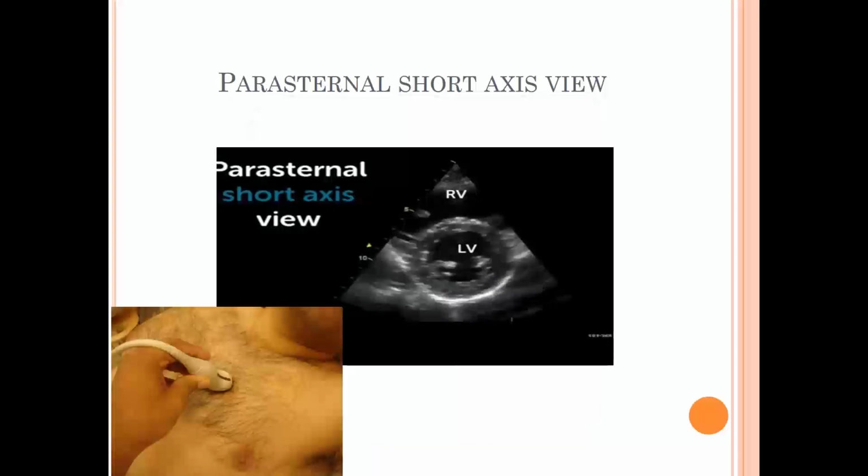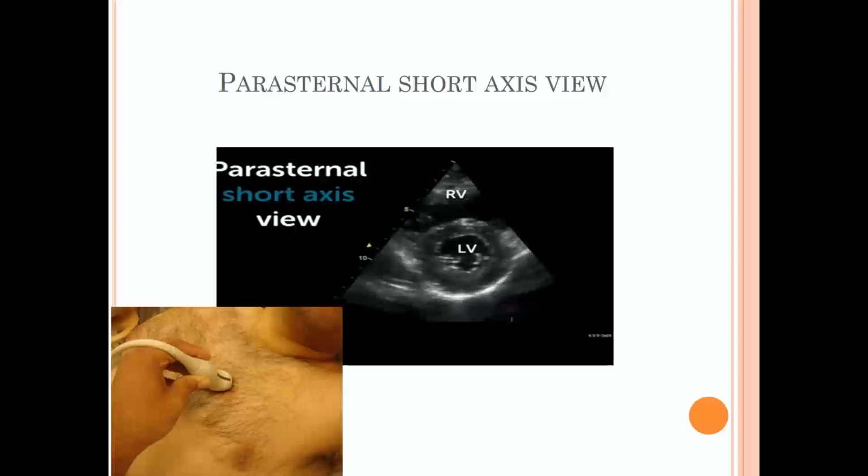This is the parasternal short axis view at the level of the mitral valve, which means the basal part of the LV. As you can see here, the sector is like a triangle, with the apex upwards where our probe is. Anterior to it is the right ventricle, because this is the anterior structure. And then in a circular way, it is the LV.